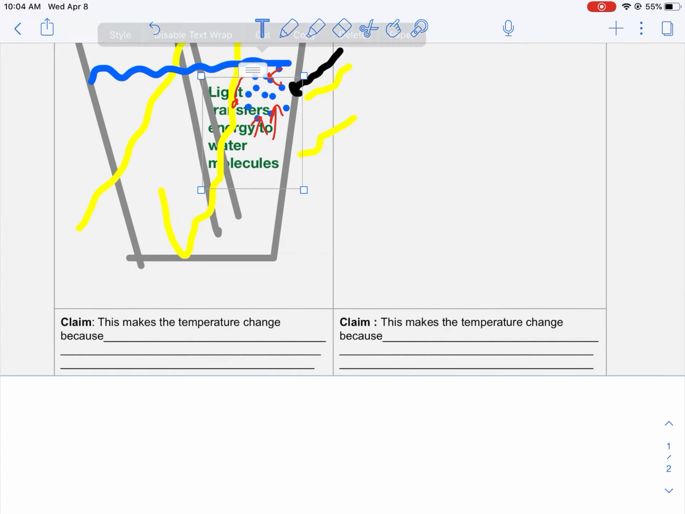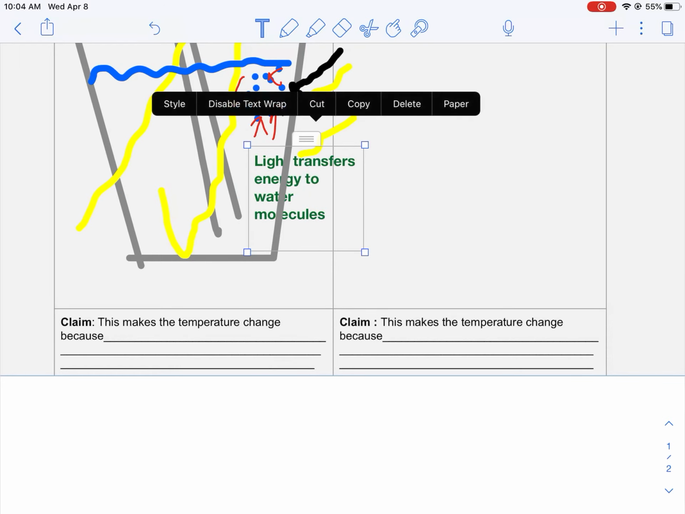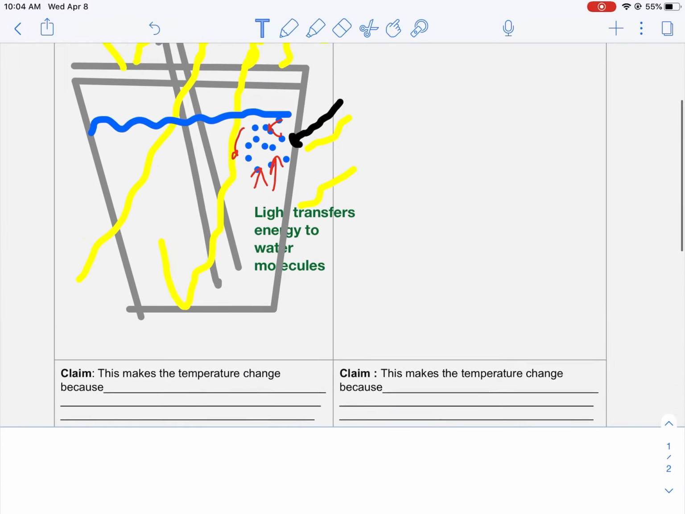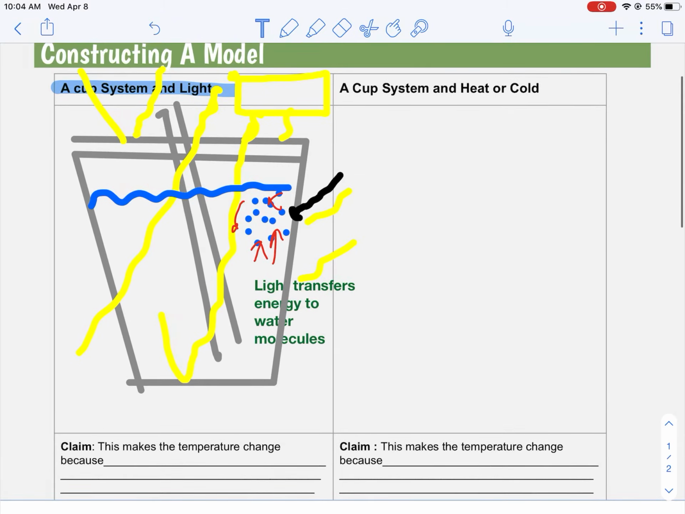And you can kind of just move that over here, place where you can see it. Put it down here a little bit. So feel free to label and explain what is going on in your model.